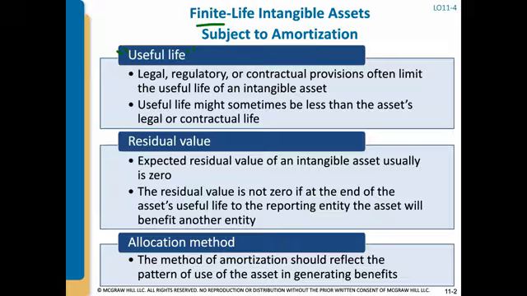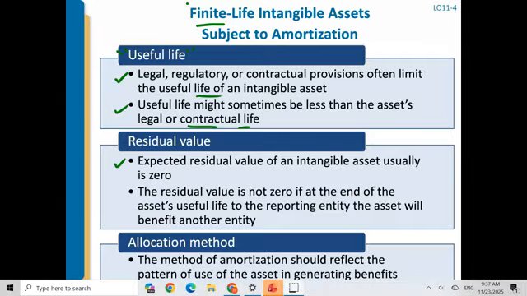How do you determine what the useful life is? Well, it could be legal, regulatory, or contractual provisions that are preset, and that's what you have to amortize the asset over. Or sometimes it might be less than the asset's legal contractual life because other factors are known that would reduce that number of years. When we amortize intangible assets, we're going to take the cost minus residual value divided by the useful life. The residual value is expected to be zero, usually is zero.